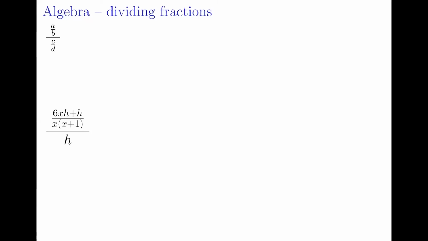This is just a quick reminder that when you divide fractions, you multiply by a reciprocal. So for instance, if you have a over b divided by c over d, you ultimately end up just doing a over b times d over c. So you would get a times d divided by b times c.